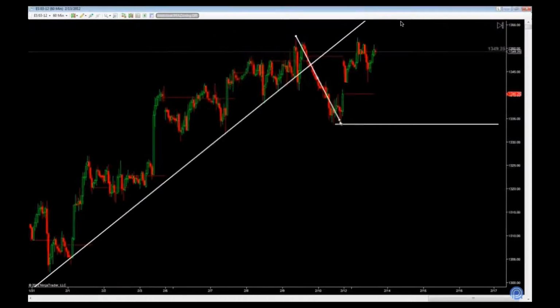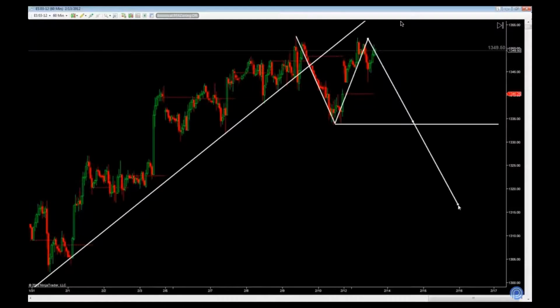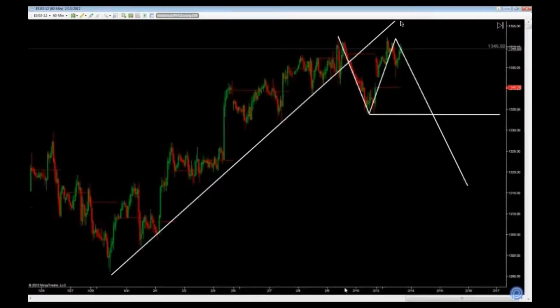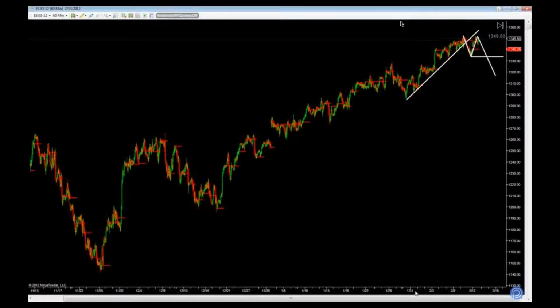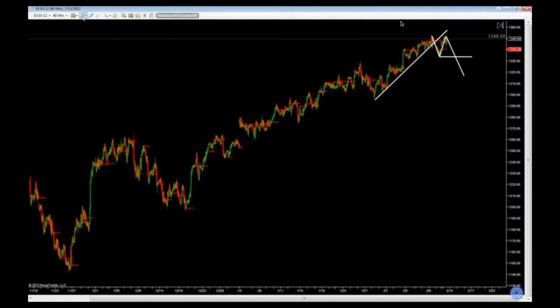As we draw this out, we're going to try and give you an idea of what everything would look like. Just so you guys know, this is not in any way a trade, and we're not anticipating this to actually occur. We're just simply talking about market structure today. So here's a pattern. Now what we want to do is scrunch this chart back up.